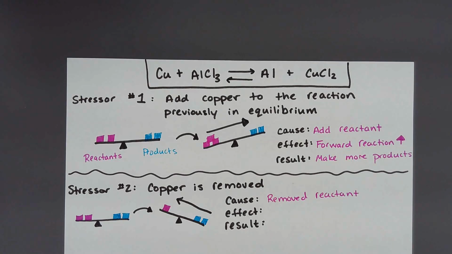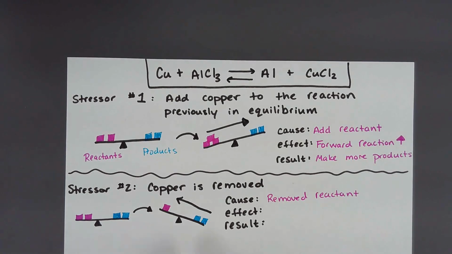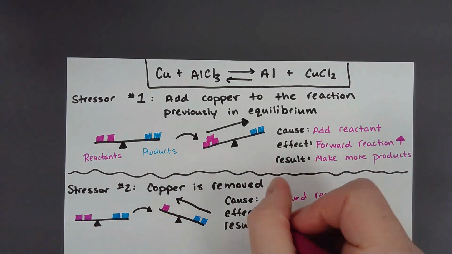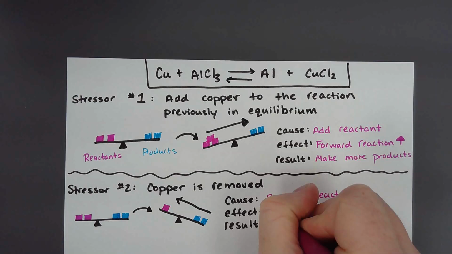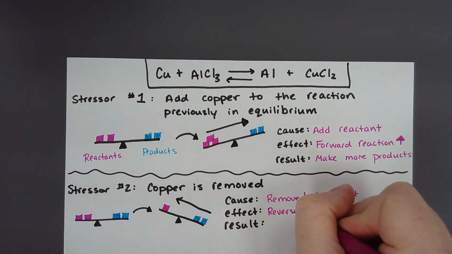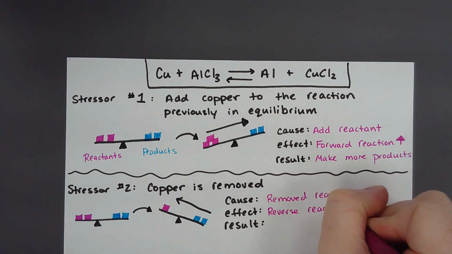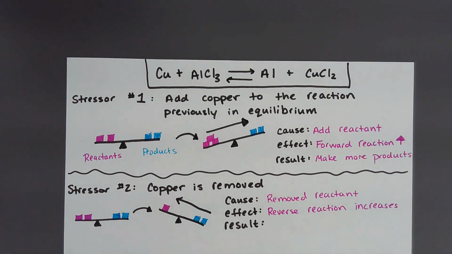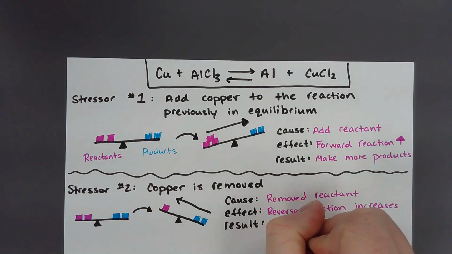My effect here, now my arrow's going the other way. My arrow's not going forward, my arrow's going backwards. So now my reverse reaction increases. Which means if I want to rebalance this, which equilibrium reactions want to find that point of balance, what I need is more reactants. I need to make more reactant.